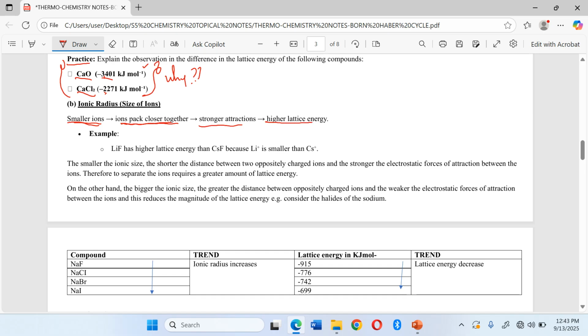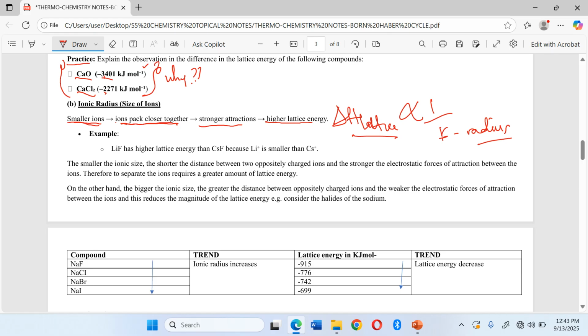You recall in Coulomb's law, where we say that the enthalpy of lattice is inversely proportional to the radius. This is the radius of the ion. So what does it mean? It means that if the radius is small, then the lattice becomes bigger. And if it is big, the lattice becomes small. So the smaller the ions, the more closely they pack together, and then the attractions are stronger. And finally, we have a higher lattice energy.